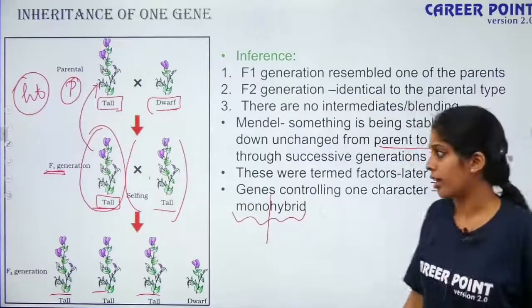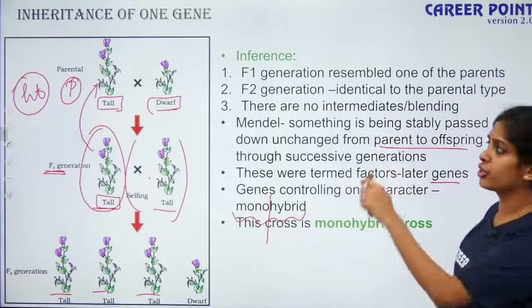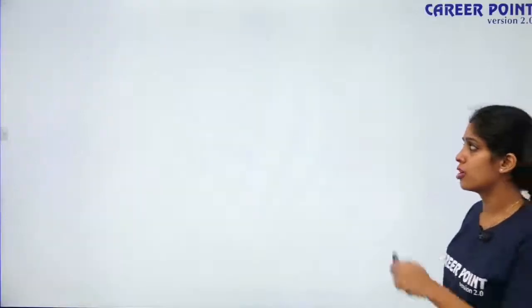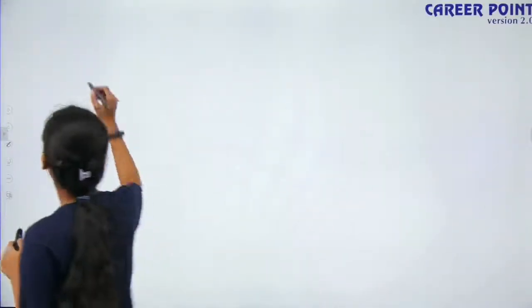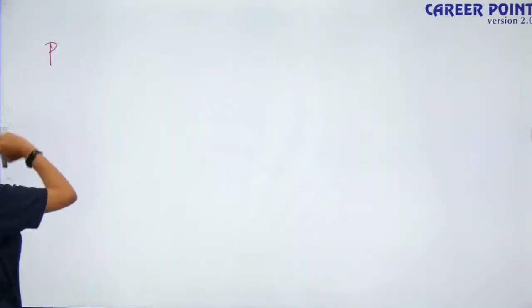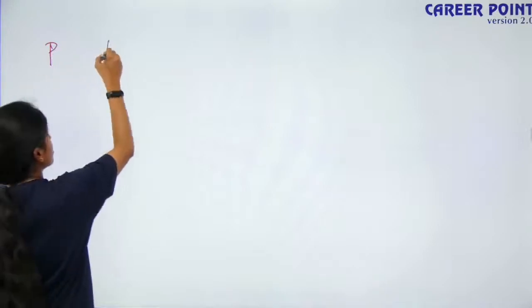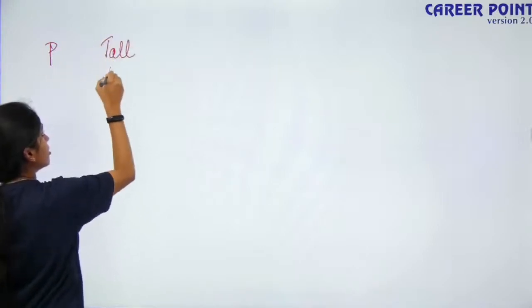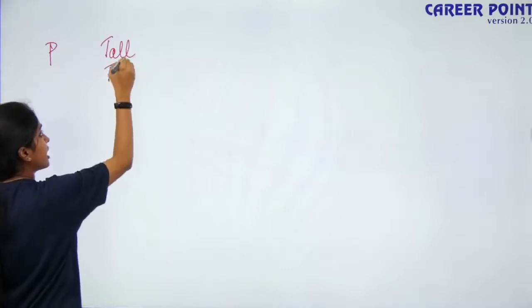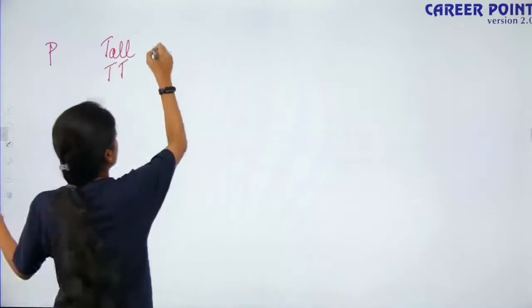So mono is one, right? So such a cross is called a monohybrid cross. So let's quickly write the cross. So the parental generation, that is my P generation. So you have a tall plant, so I will write capital T, okay.